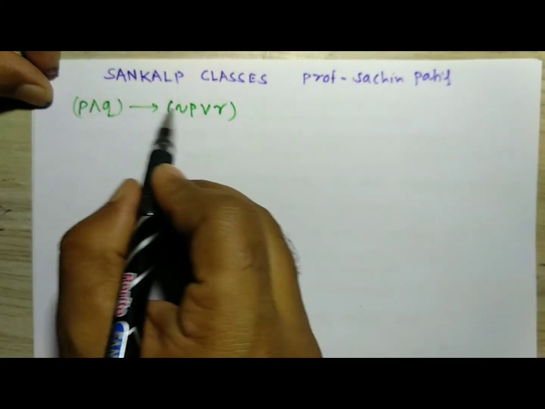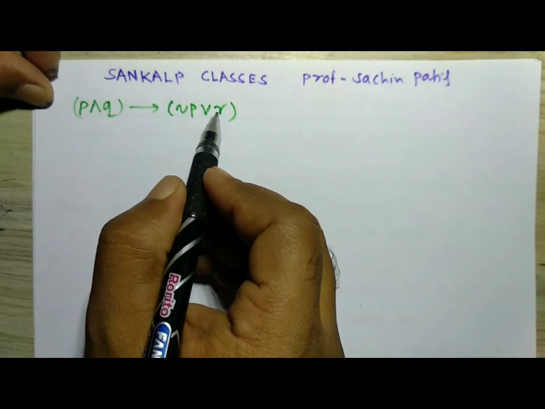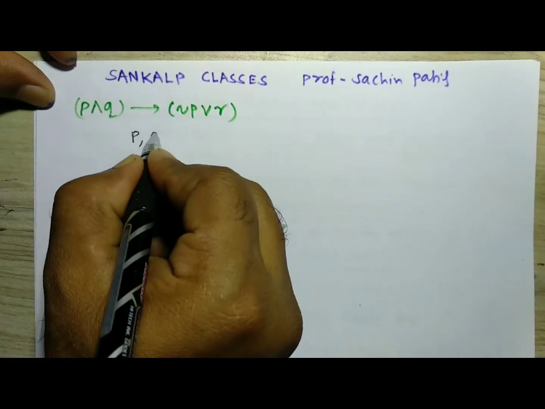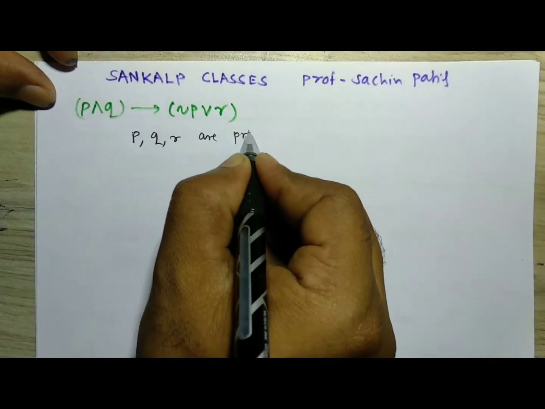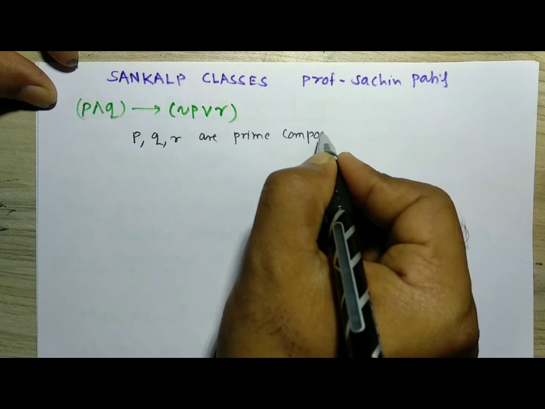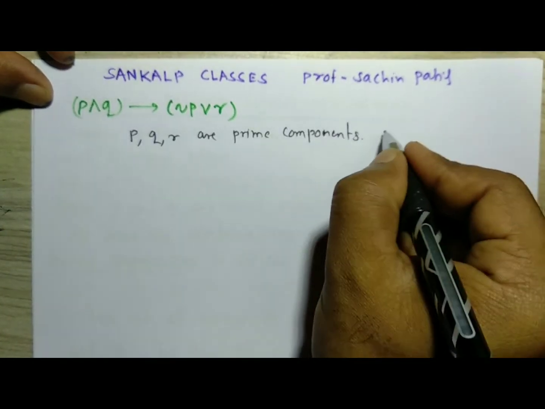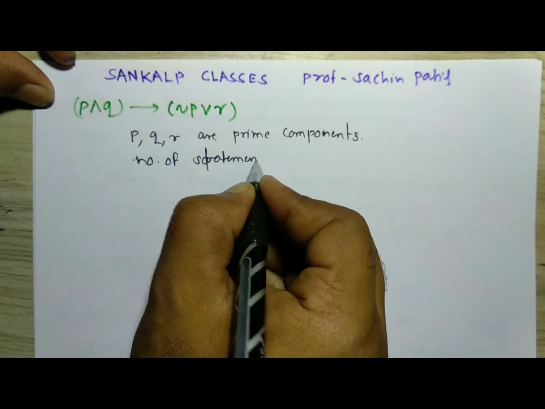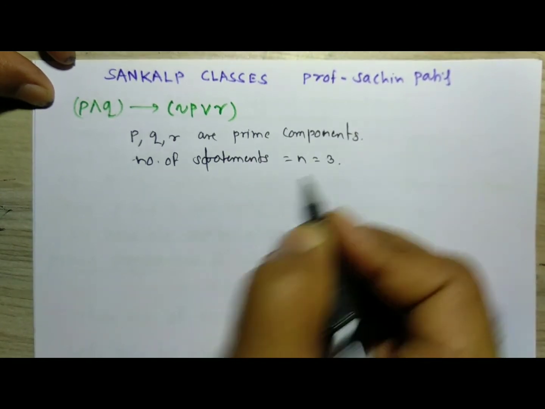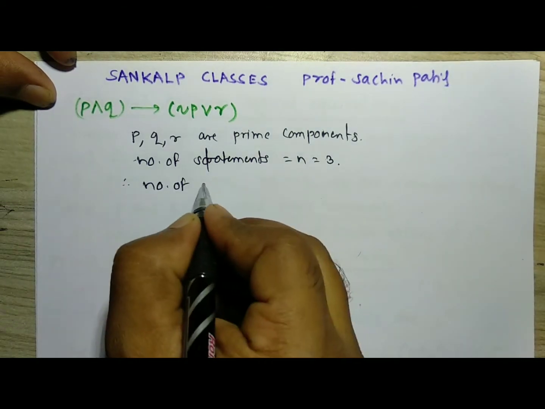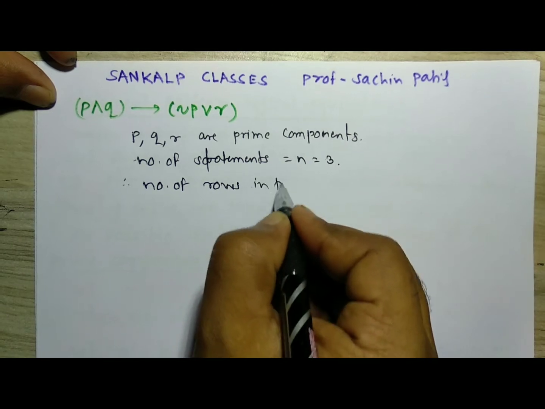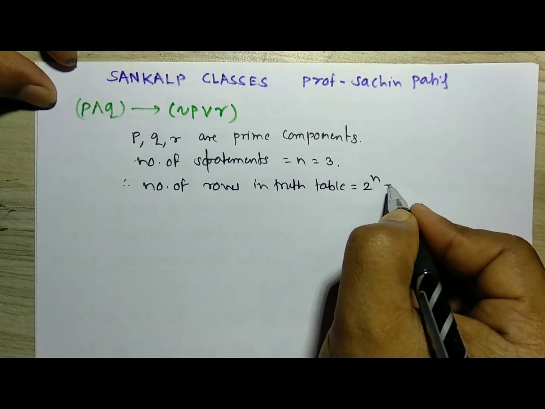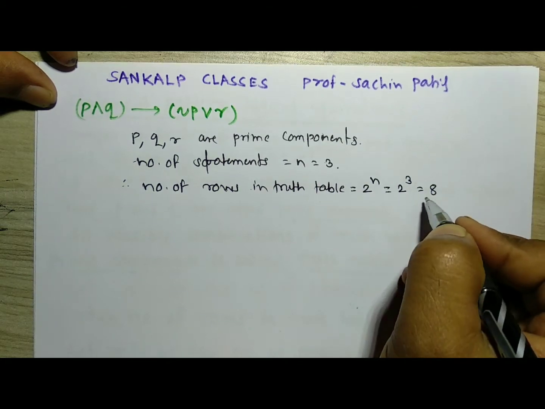P and Q implies negation P or R. That means it contains three prime components, P, Q, R. The number of statements is n equal to 3, and therefore the number of rows in the truth table is 2 raised to n, that means 2 raised to 3, that means 8 rows.